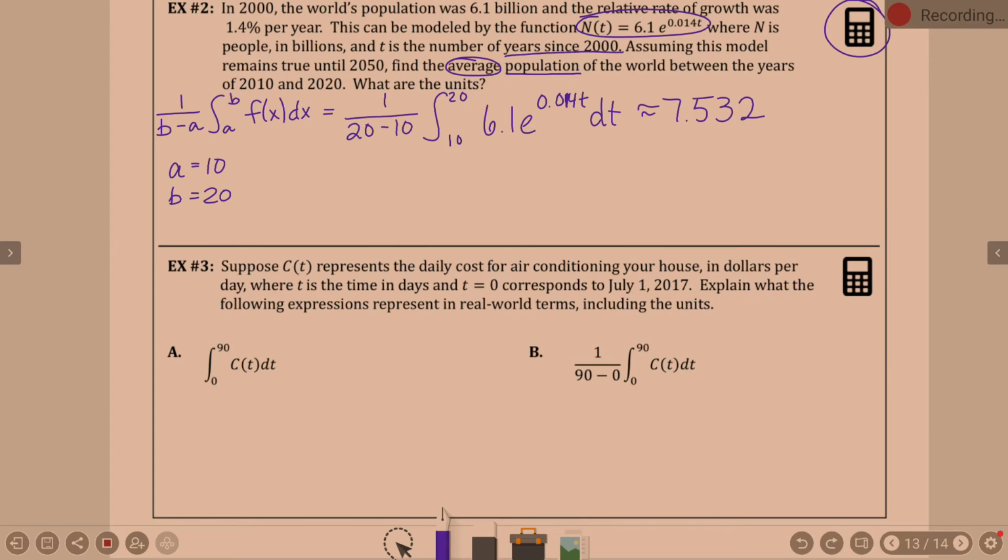Okay. So find the average population of the world between the years 2010 and 2020, and what are the units? So in other words, explain this. Put this answer in words. What would you say about this answer in words? That's how many billion people. Okay. That is billion people, yes. The average population was not 7.5 people. Okay. So 7.5 billion people, when?